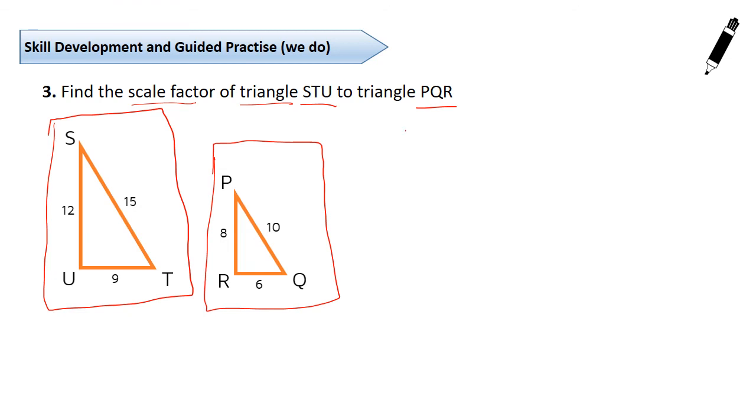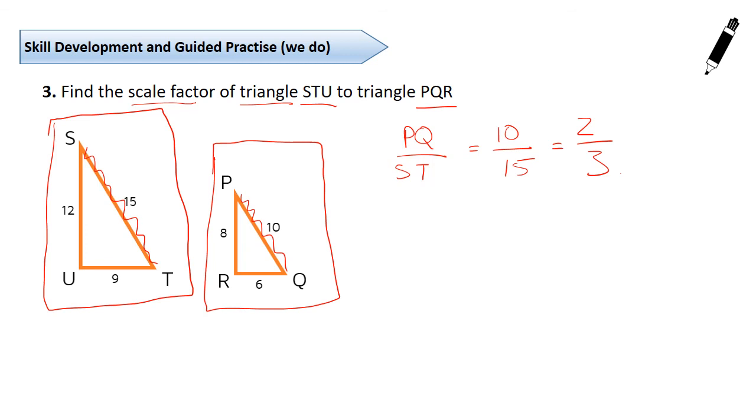So what we could do is just write something like this: PQ divided by ST is equal to, well, what are those values? The length PQ, so the hypotenuse here, this long one, was 10, and then the hypotenuse of our first triangle was 15. We can whack that in our calculator. A bit awkward, I have to think about that, but 2 on 3.